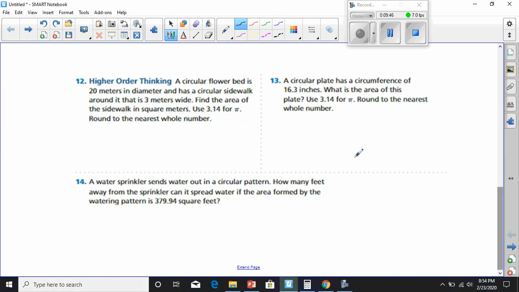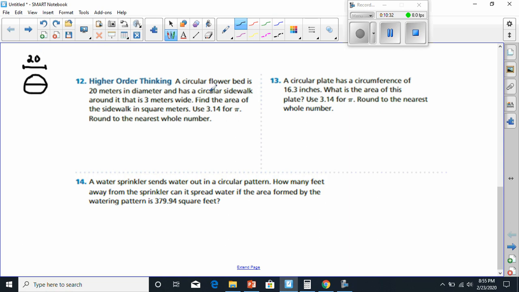High order thinking, huh? It says here a cactus flower bed is 20 meters in diameter, okay? 20 feet in diameter, and has a circular sidewalk around it that is 3 meters wide. So the cactus flower bed is 20 meters in diameter. So a diameter of 20. Now, let's just put that a little better. We'll just say the diameter from here to here is 20.